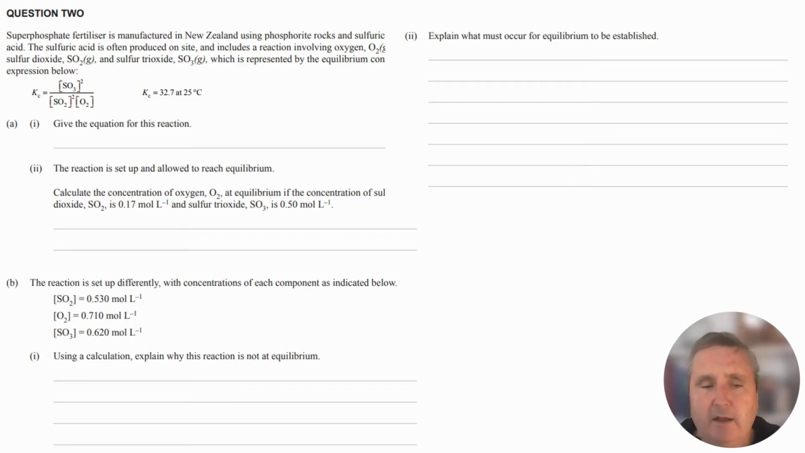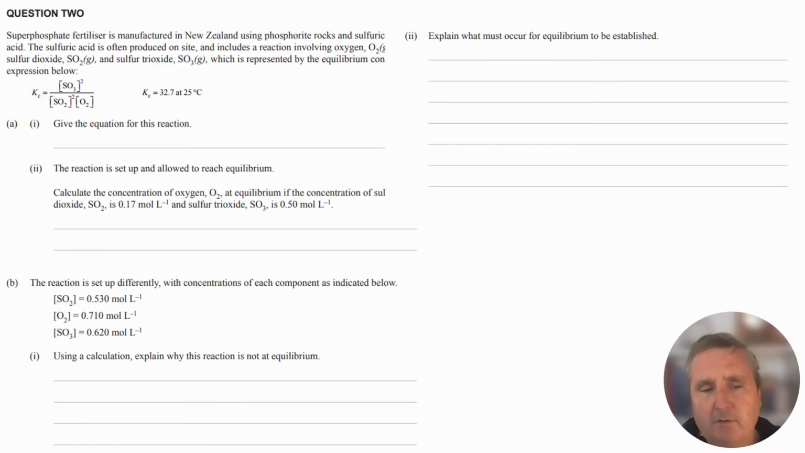So they want us to write the equation for which this Kc is true. Now, if we remember that the Kc equals the product terms over the reactant terms, and the exponents in the Kc are actually the coefficients in our equation.